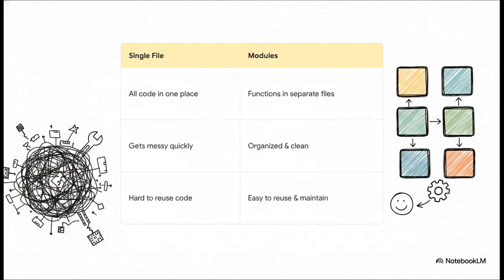So we're at a fork in the road. We could just keep everything in one file. It's easy at the start, sure, but it turns into a complete mess, like a tangled ball of yarn, really fast. The other option, we use something called modules, where we break out each job into its own little file. This isn't just about being tidy. This is how you build software that's meant to last.